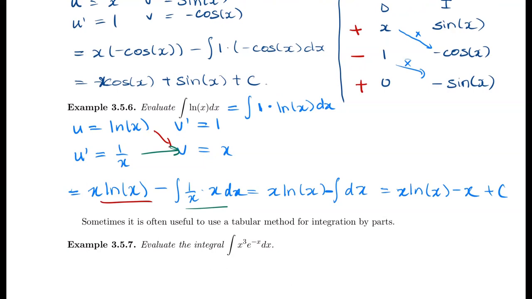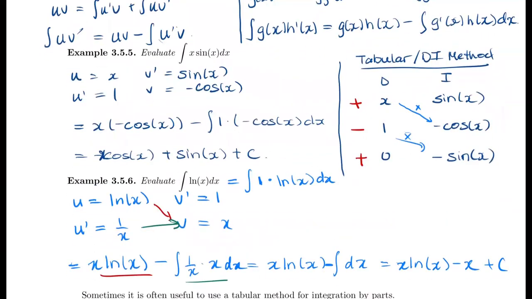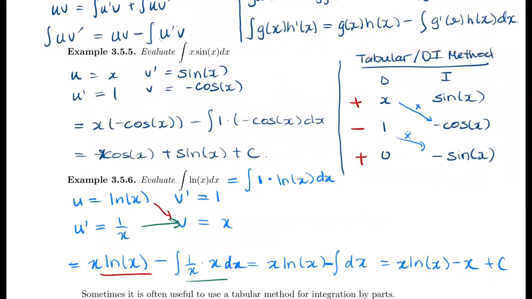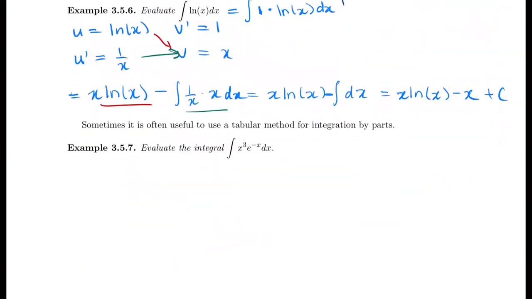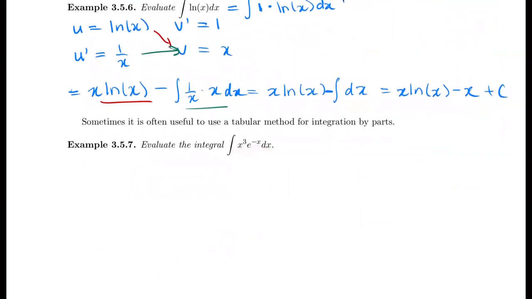As I mentioned, we're also going to be having a look at the tabular method. So we're going to use the DI method here to show how this works. If we want to integrate, let's say, x cubed multiplied by e to the power negative x, I'm going to use the DI method. The function that we're going to be differentiating goes under the D column, and that is our x cubed.